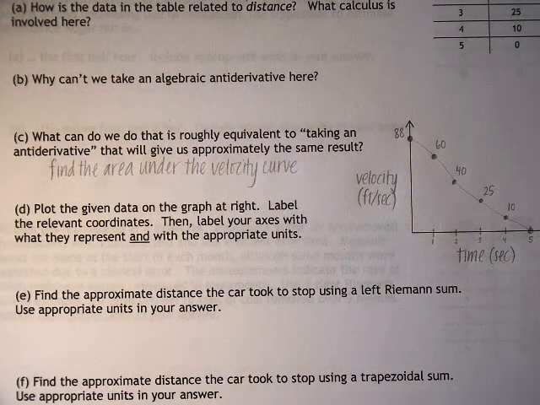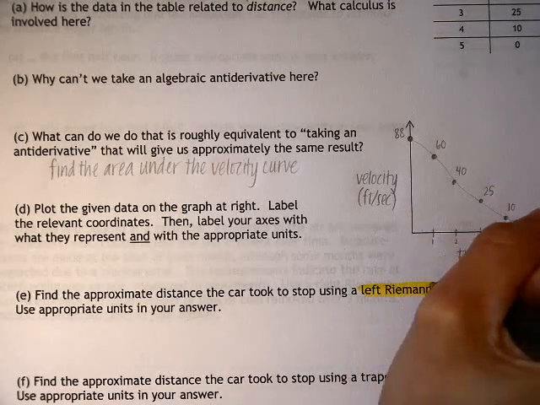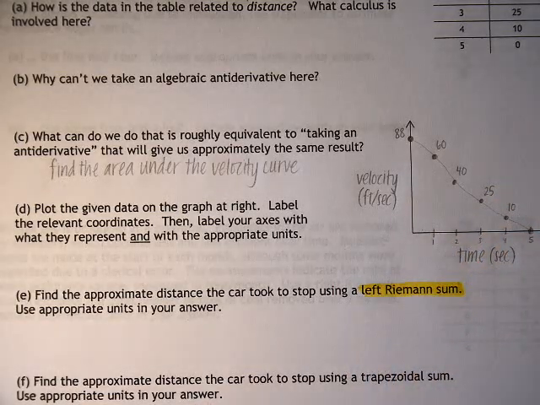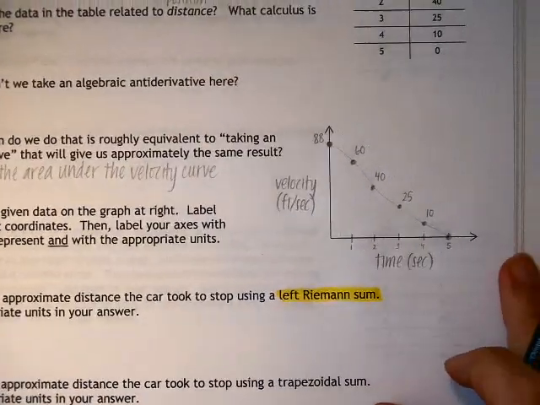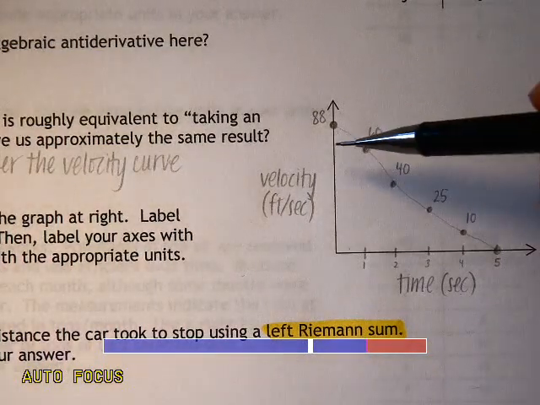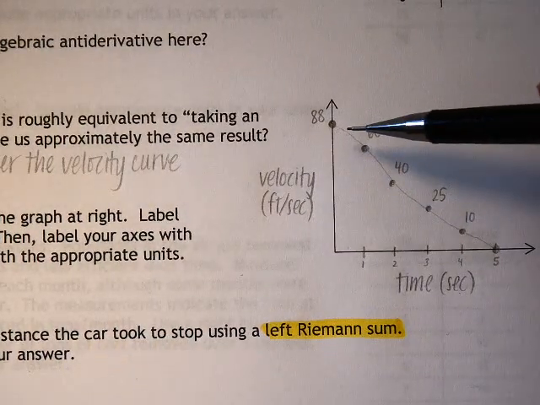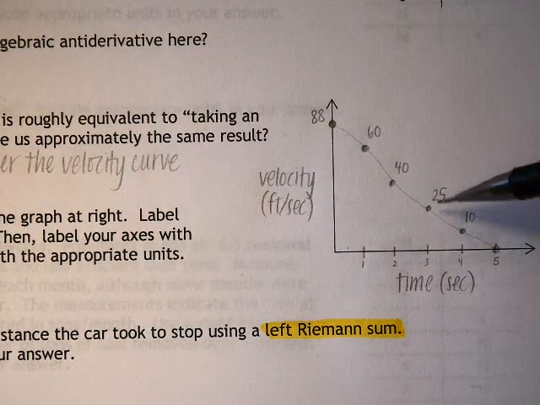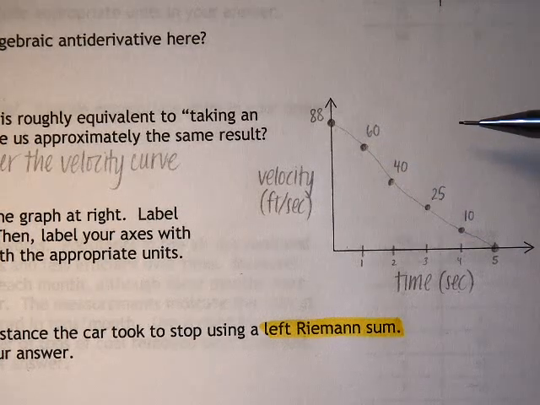That phrase is actually going to be kind of important to us, because that's going to dictate how we're going to find these areas, how we're going to set up these areas. A left Riemann sum means that each rectangle that I want to draw on the graph needs to touch this curve or touch the data points in their left-hand corners.